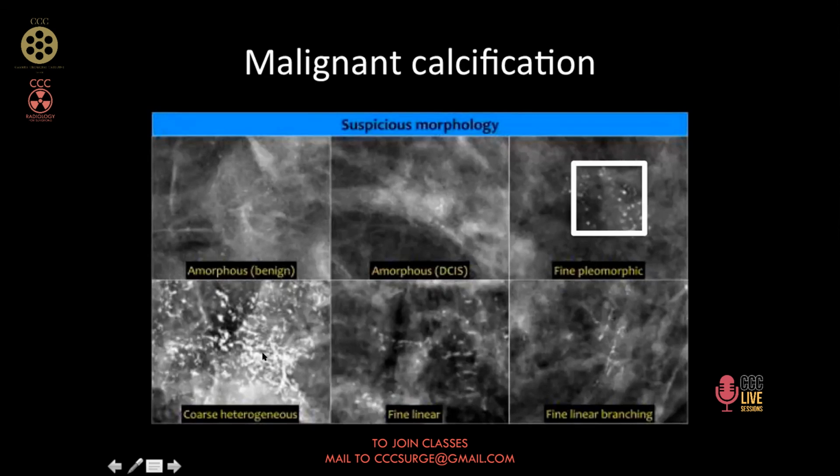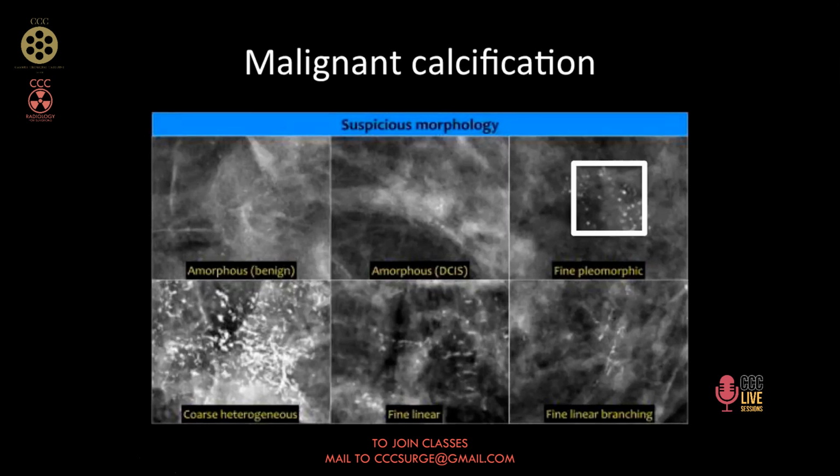Come to this. Now look at these microcalcifications. They are heterogeneous in character. Every calcification is dissimilar to the other, and this is called a pleomorphic calcification.